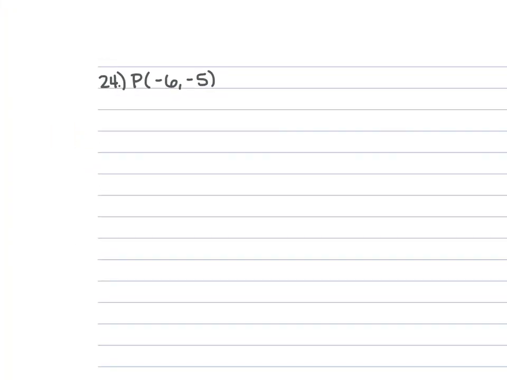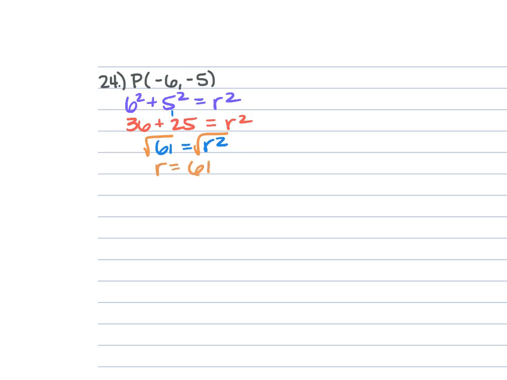For our next one, we have -6 and -5. We're going to take the positives of these. We're going to do 6 squared plus 5 squared is equal to r squared. 6 squared is 36. 5 squared is 25. If we add these up, we're going to have 11, carry the 1, and 6. 61 is equal to r squared. We take the square root of both sides, and r is equal to the square root of 61. So our x is 6, our y is 5, and our r is the square root of 61.